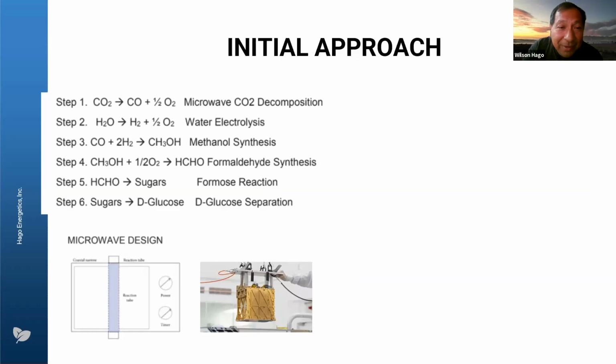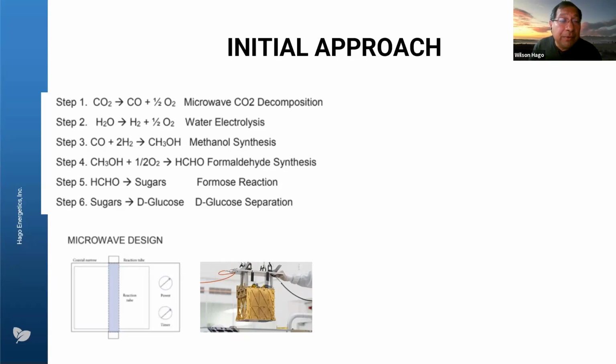So our initial approach in this contest, when we got into this, was basically to decompose carbon dioxide into carbon monoxide and oxygen. Looking at the literature, we decided that it could be done by using microwaves. But it turned out that NASA already figured this out with a machine called MOXIE. Instead of using microwaves, they use an electrolysis approach.